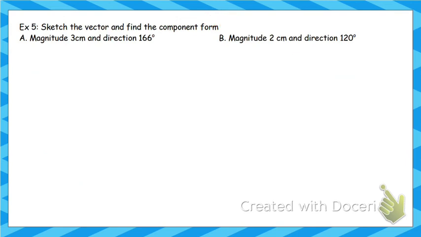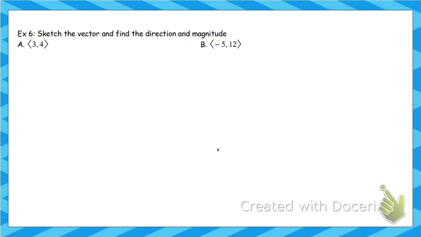All right, so the last thing that we're going to do is go the opposite direction. We're going to take component form and find magnitude and direction. Well, magnitude, we've already done a couple times. Hopefully that's pretty easy. I'm going to draw this out, though, just in case we need it. So 3, 4. Right 3, up 4. There's my component form. So my magnitude, Pythagorean theorem, the square root of 3 squared plus 4 squared, which is 5.